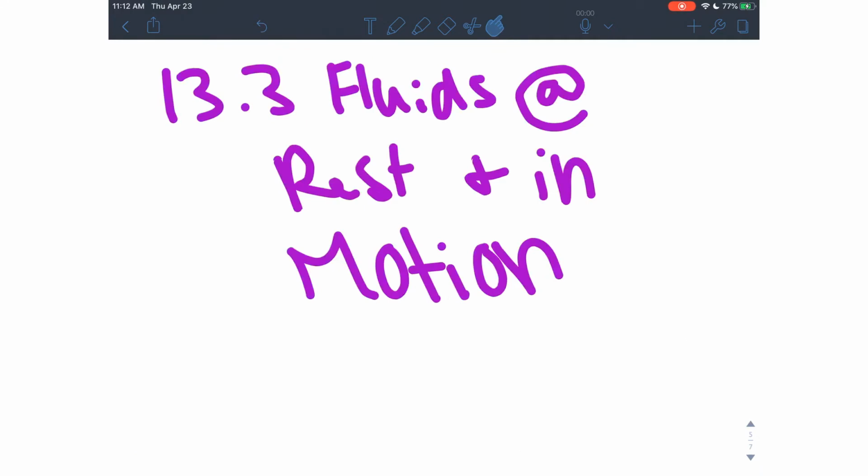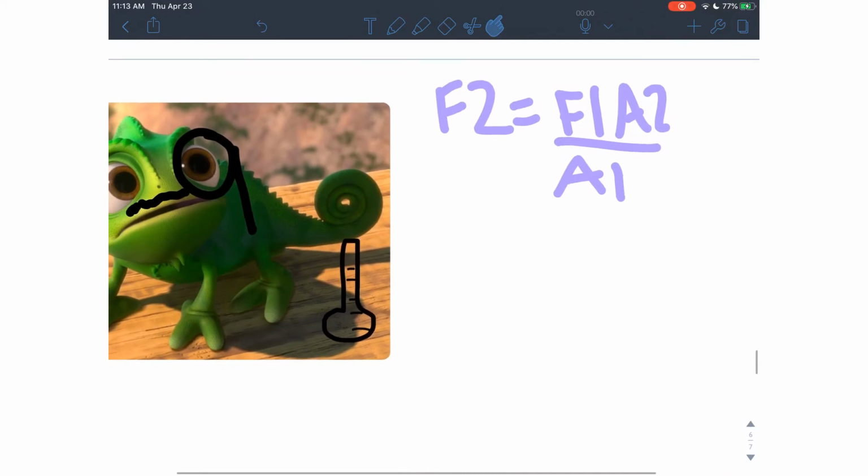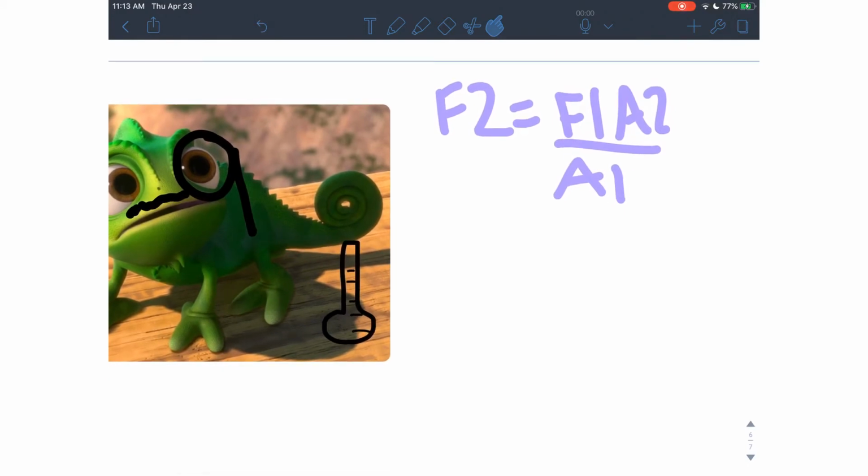So the next section is 13.3, fluids at rest and in motion. So now that we are done with the last section, we are going to take all the terminology that we learned and apply it. First and foremost, there is a lot of pressure underwater. The deeper you go, the more pressure there is on your body. Pascal created a theory that if there was a change in pressure anywhere in the fluid, the change would be felt undiminished throughout.